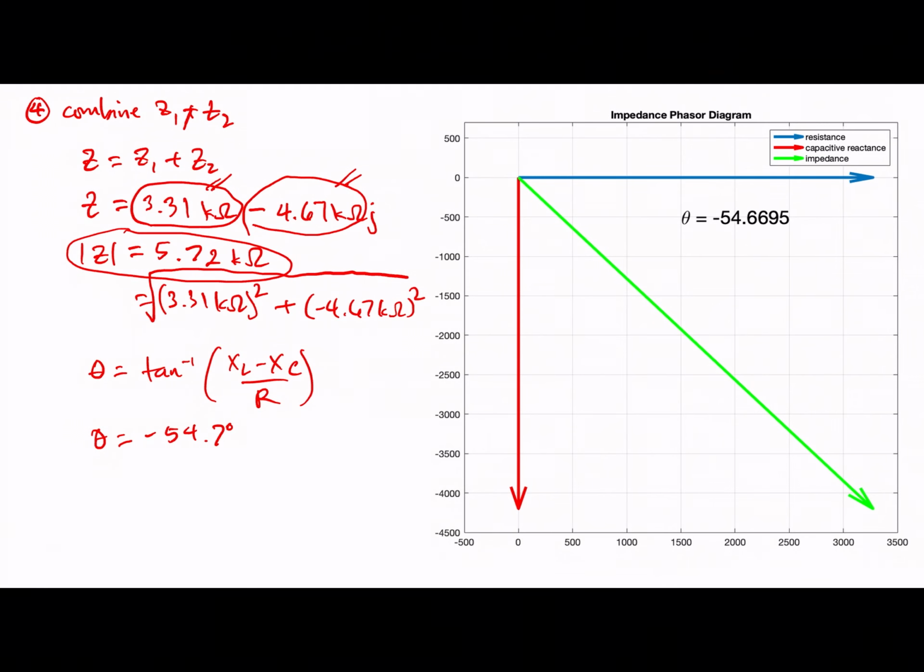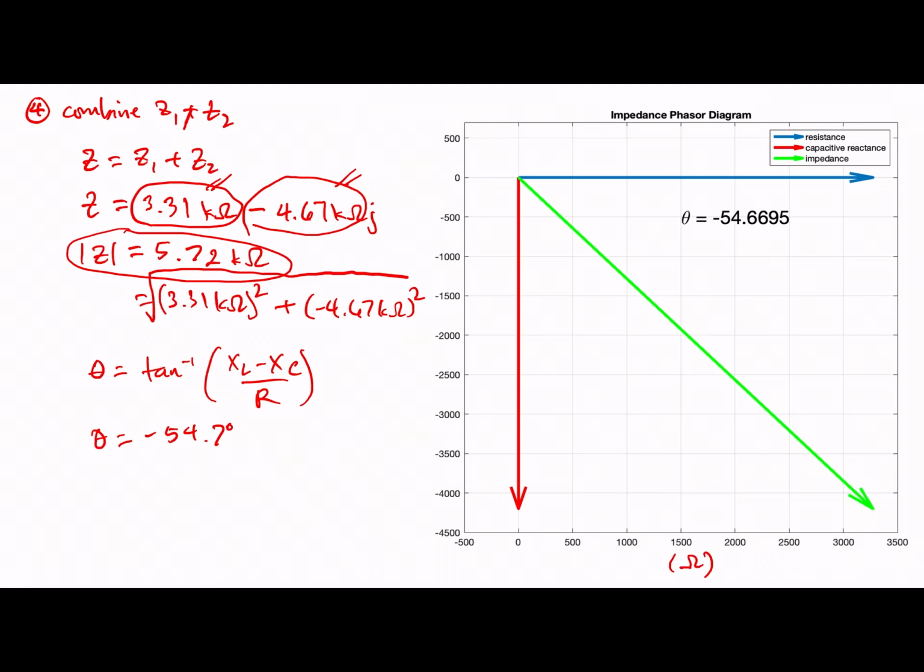Oh, a solution appeared. The magic of technology. Okay, so here we have the impedance phasor diagram. The x-axis is the real axis. As you can see, it's about 3.31 kilo ohms. Okay, so this is actually in units of ohms.